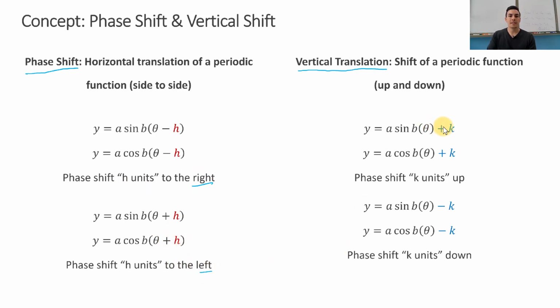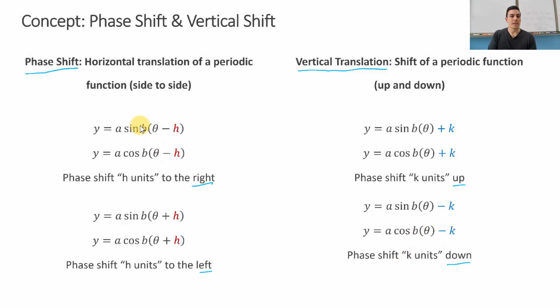And we've seen also, similarly with k, with previous function shifts, if I have a plus k tacked on to the end of anything, then we are going to shift k units up. And if I have a minus k, we're going to shift k units down. So this is what this looks like for sine, cosine, and even tangent.